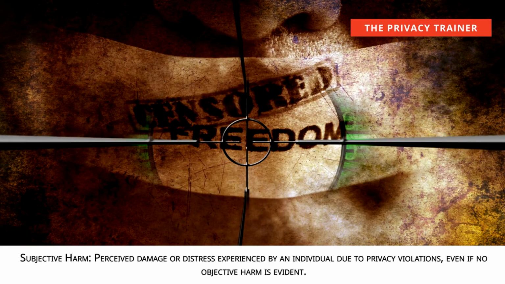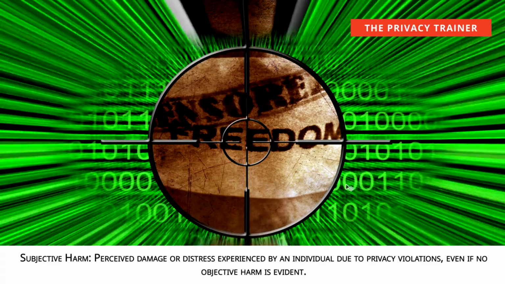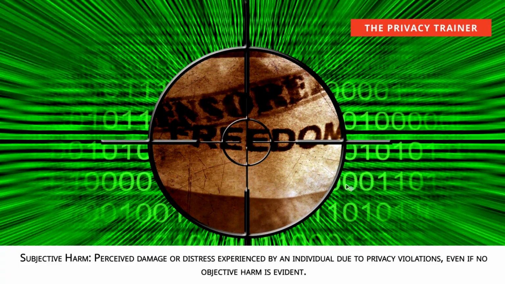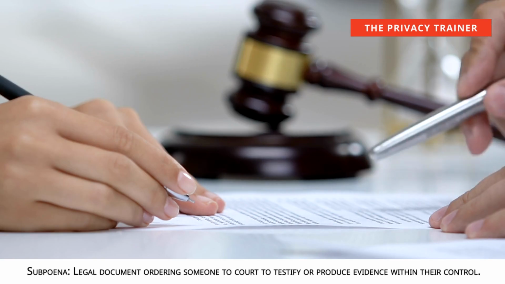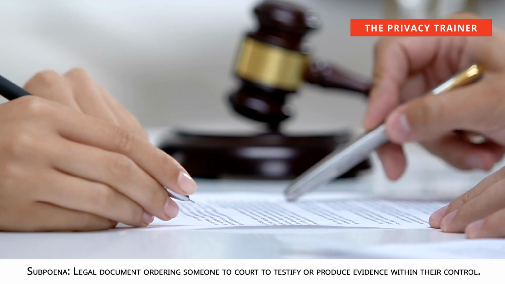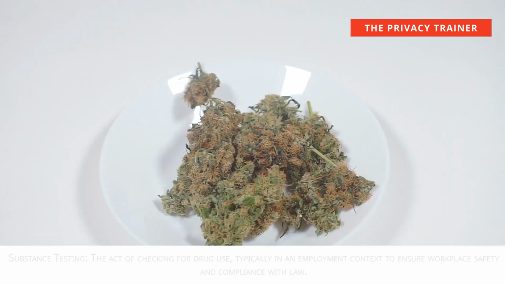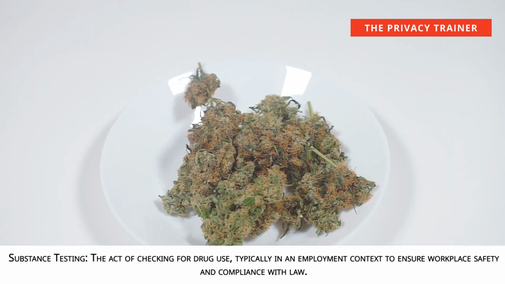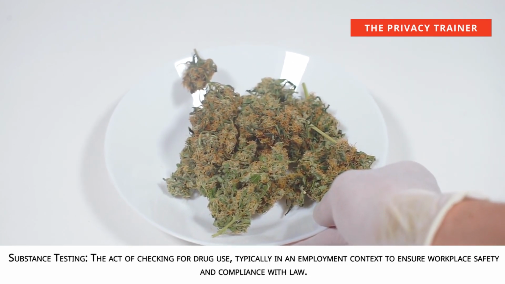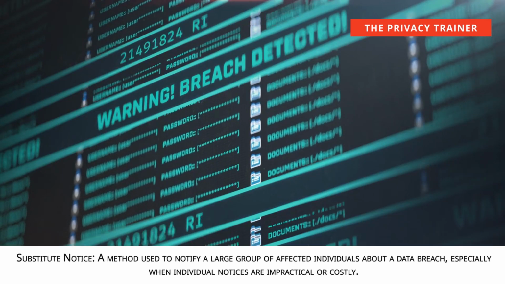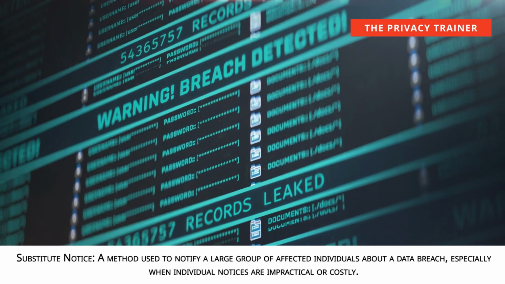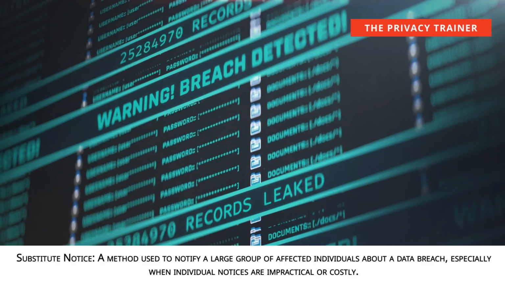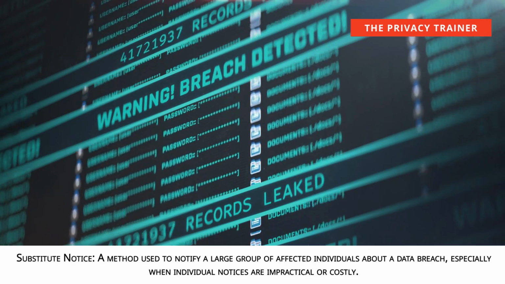Subjective harm. Perceived damage or distress experienced by an individual due to privacy violations, even if no objective harm is evident. Subpoena. Legal document ordering someone to court to testify or produce evidence within their control. Substance testing. The act of checking for drug use, typically in an employment context to ensure workplace safety and compliance with law. Substitute notice. A method used to notify a large group of affected individuals about a data breach, especially when individual notices are impractical or costly.